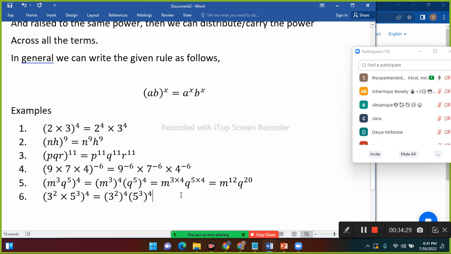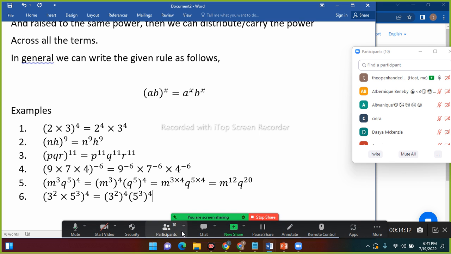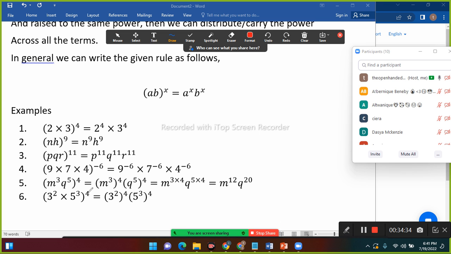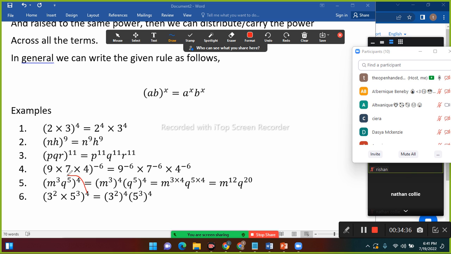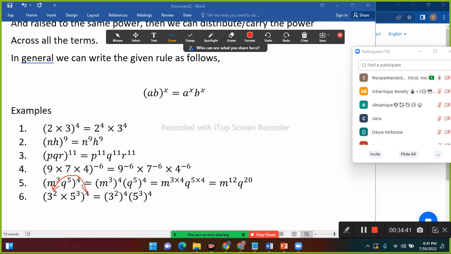Good. So what did we do here? What we did is we took the 4 and we distributed it to 3 squared, and we took the 4 and we distributed it to the 5 to the 3rd power. Essentially, we carried it to both terms. The 4 is a part of 3 squared, and the 4 is also a part of 5 cubed.